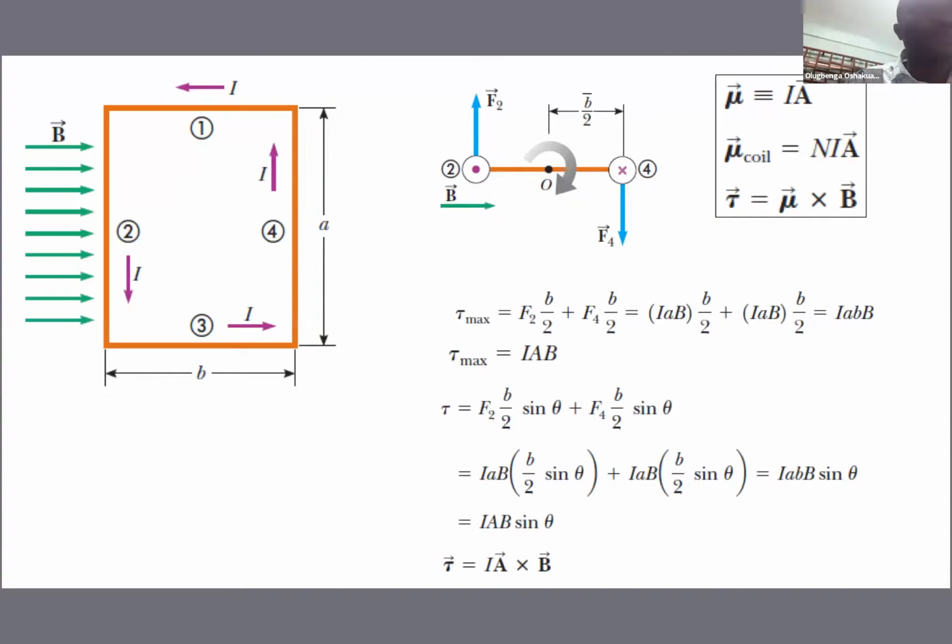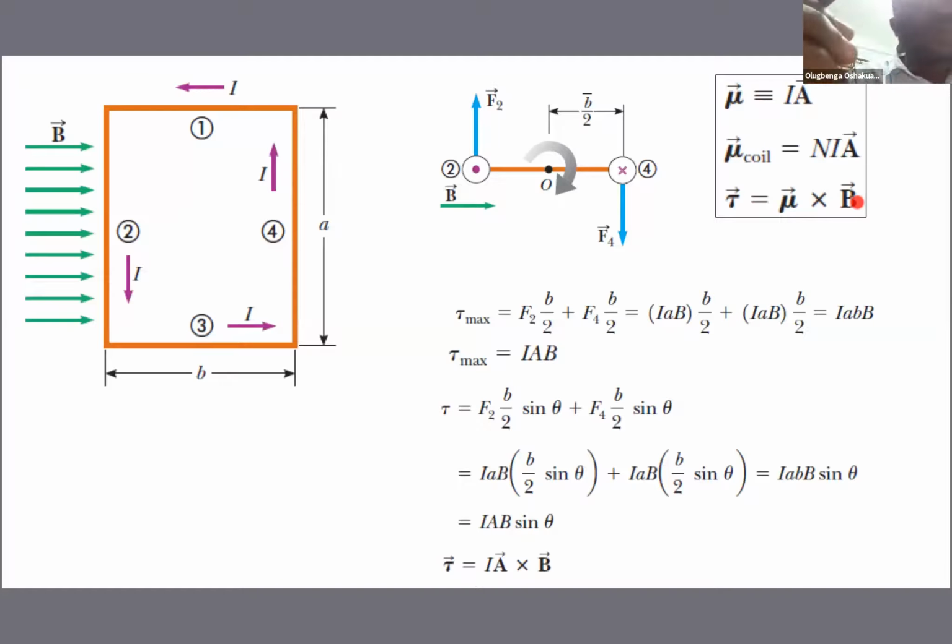So this is an example. We have a coil that has a rectangular shape, and current is flowing through the coil. We can see the magnetic field applied to the coil. Current is flowing in this direction. And like we had in the previous slide, mu coil, which is the magnetic moment, is NIA, and torque, just like I said, is the cross product of the magnetic moment and the magnetic field vector.